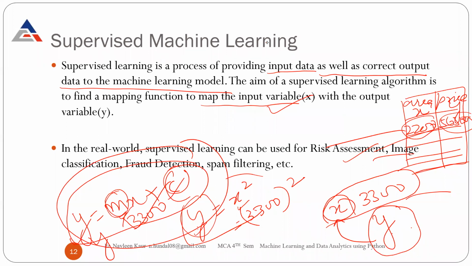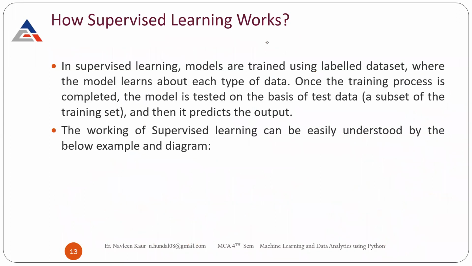Image classification is also one example. Fraud detection is also one example. Spam filtering is also one example. These all are under supervised machine learning. Okay, so how does supervised learning work?